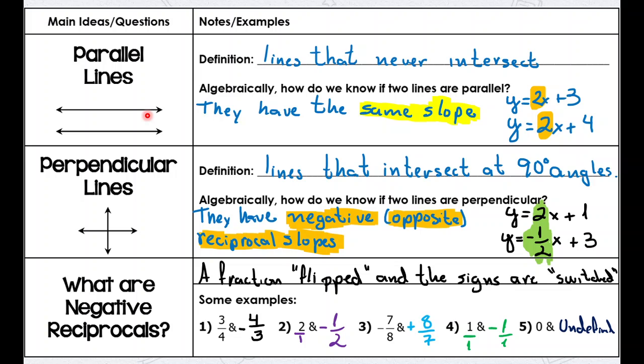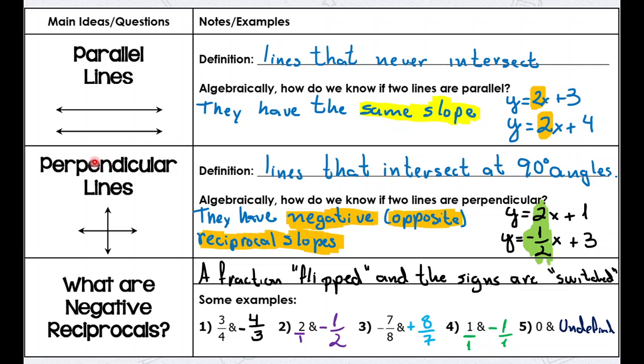But Mister, our class is algebra. Let's talk about it algebraically. How do we know if two lines are parallel? They have the same slope. As you notice over here, they have the same slope. Remember, I showed you in Desmos. You can do it by yourself: open Desmos, write down those equations, and you see the parallel lines.